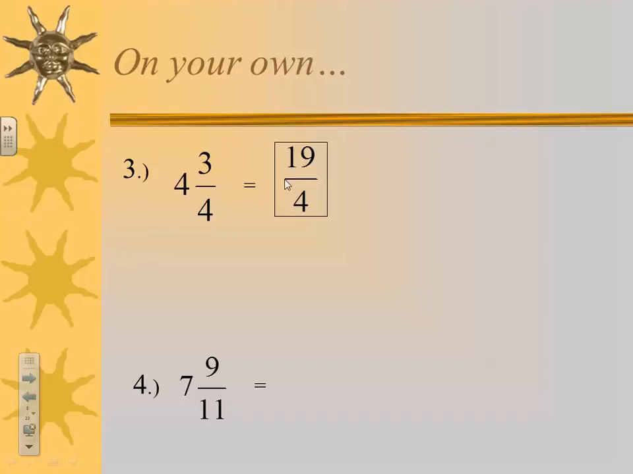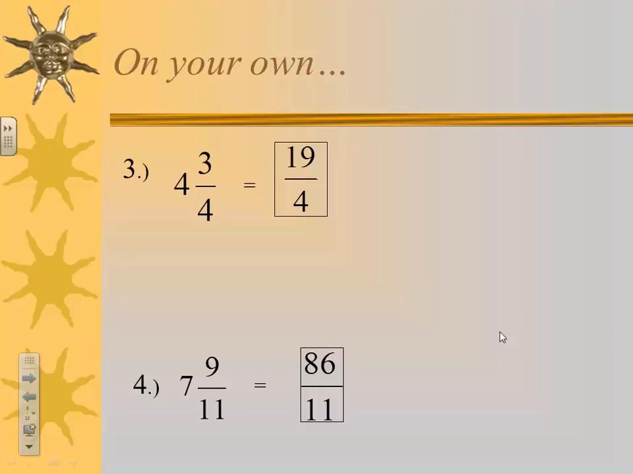So to get from 4 3/4 to 19/4, I did 4 times 4 is 16. 16 plus 3 is 19. Denominator stays the same. To get 7 and 9/11 from a mixed number to an improper fraction, 7 times 11 is 77. 77 plus 9 is 86/11.